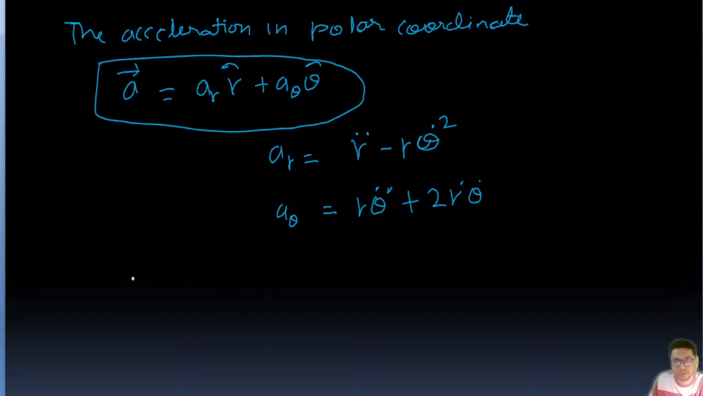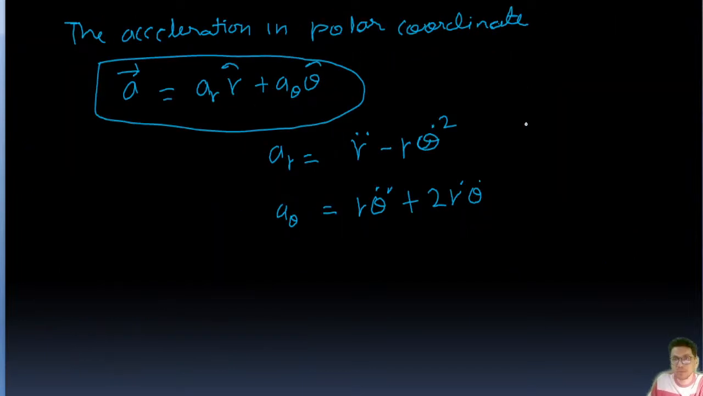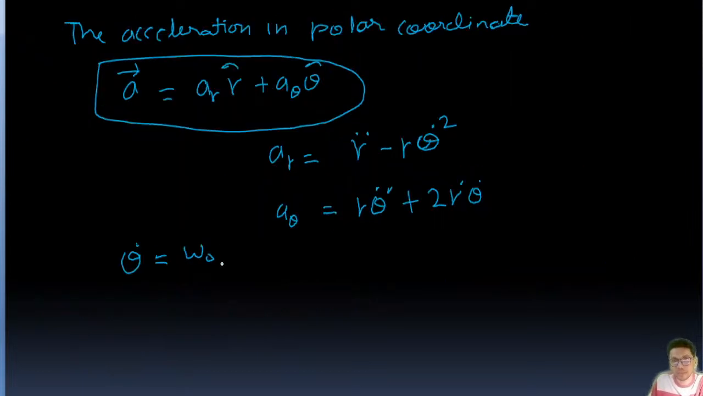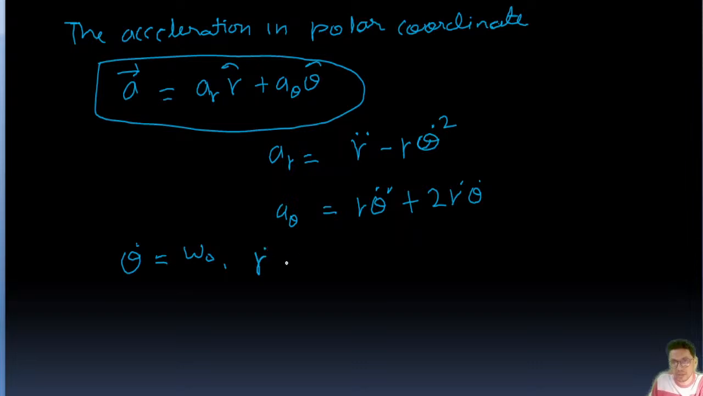Since the angular velocity of this turntable is given, theta dot is given as omega naught, and the speed of the particle is also given, that is, r dot is given as v naught. So we'll put the values here.